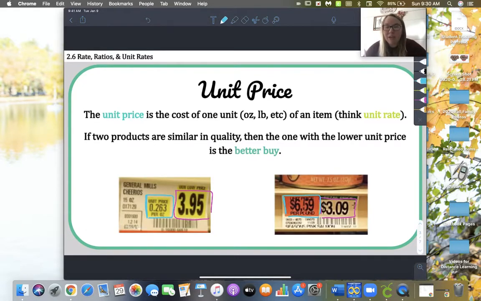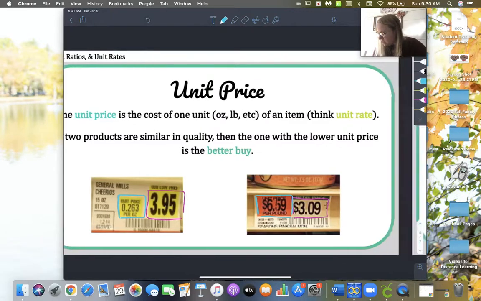Just be really careful, because just because they give the unit price doesn't mean that the unit they're using, ounces, pounds, things like that, is the same. I've noticed where one brand did it in pounds and the other one did it in ounces. So it looked like the one in ounces was more expensive, but that isn't necessarily the case. Just be mindful of that if you're looking at unit prices. So we're going to do some work with that.